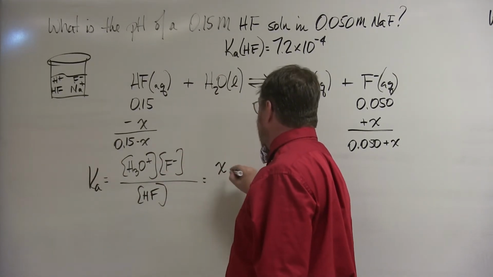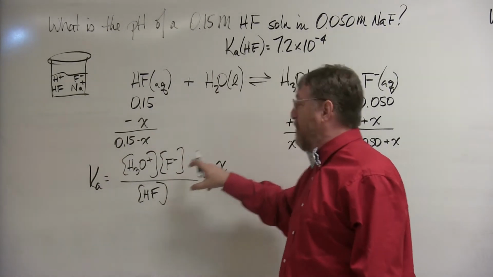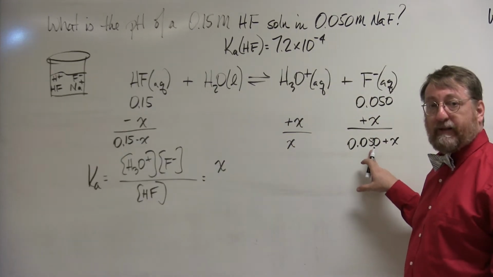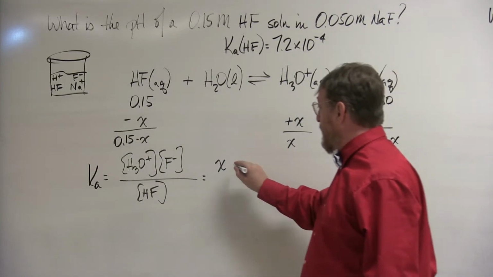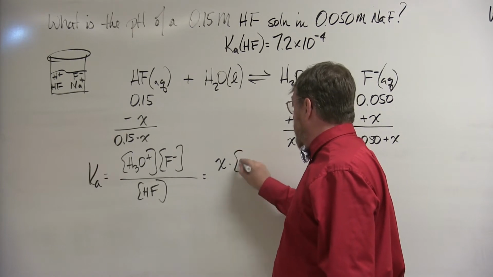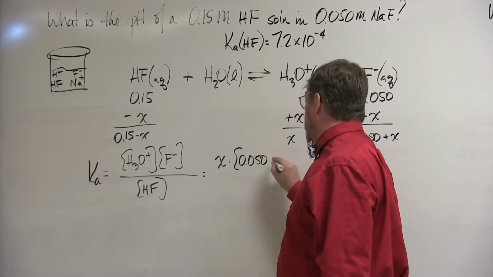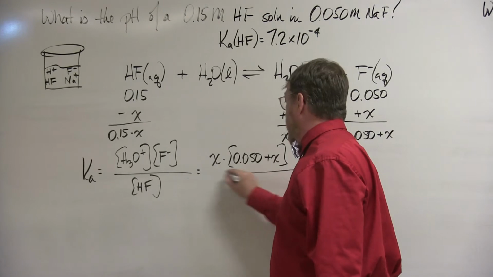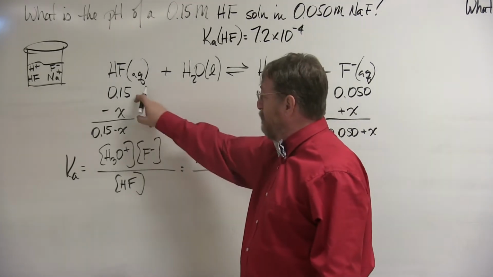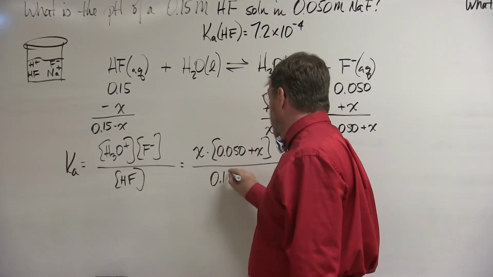Well, that's X, but this is not X now. Fluoride is 0.05 plus X. So I'm going to plug that in, times 0.050 plus X. Then I'm going to divide by the HF concentration, which is 0.15 minus X.